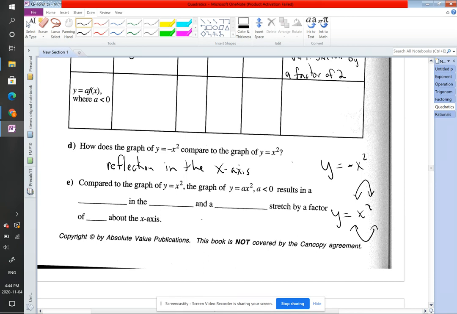So compared to the graph of y is equal to x squared, the graph of y is equal to ax squared, where a is less than 0, results in a reflection. I hate these wordy explanations. So it's a reflection in the x-axis and a vertical stretch by a factor of a about the x-axis.